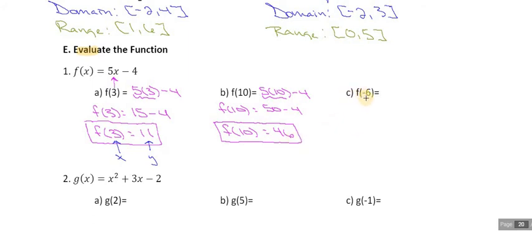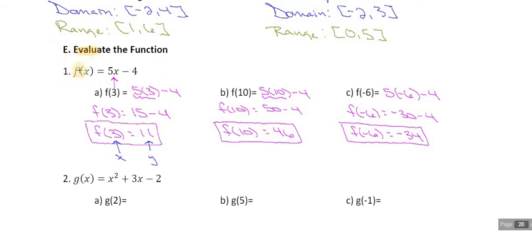And in C, f of -6, we're going to plug in -6 for x. Make sure whenever you plug in negatives, you use parentheses. So we have 5 times -6 minus 4. So f of -6 equals -30 minus 4. So f of -6 equals -34. So when x is -6, our function value or y value is -34.